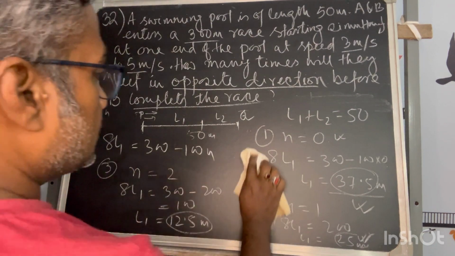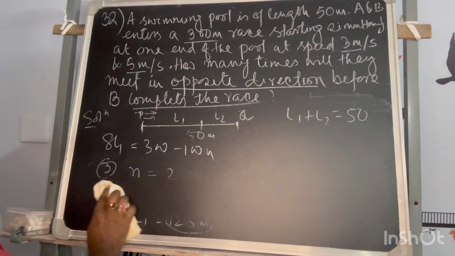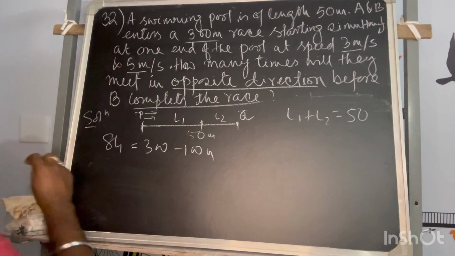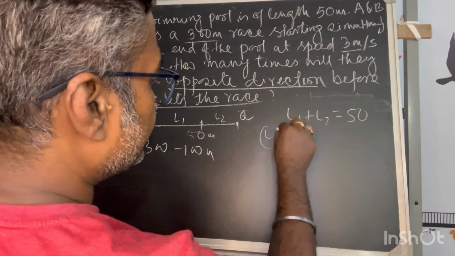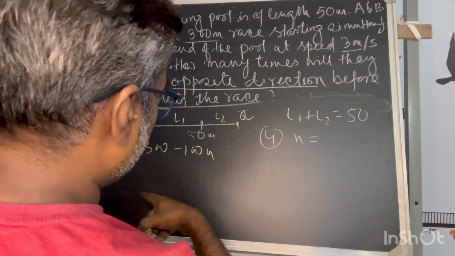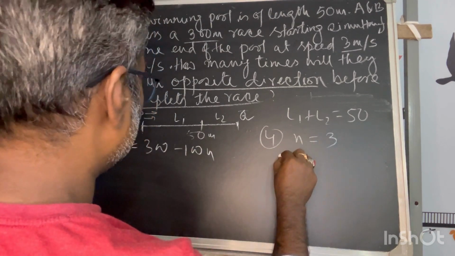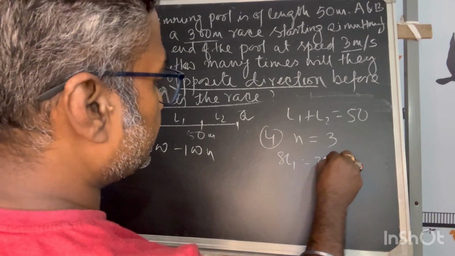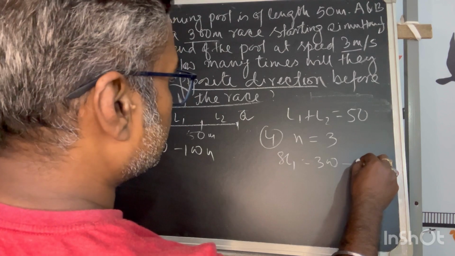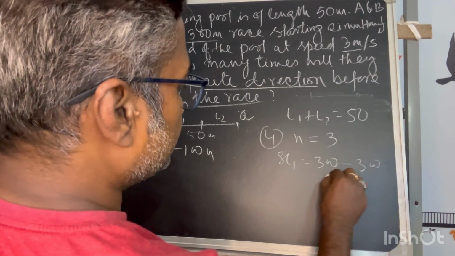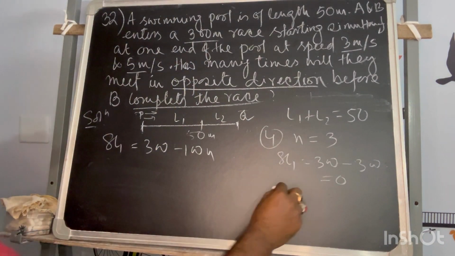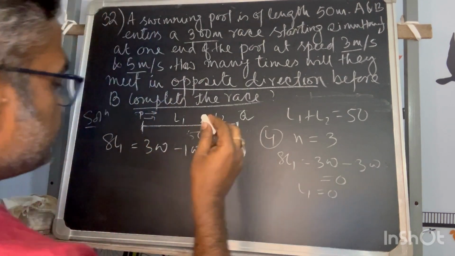Now let's move to the fourth case. Fourth case is what? N is equal to, I have taken up to 2, so now 3. So 8L1 is equal to 300 minus 300. So that will give you 0. Means L1 is equal to 0. What is that situation?